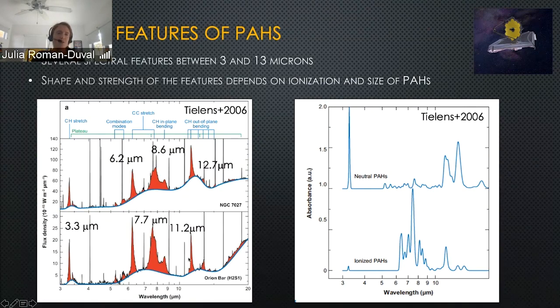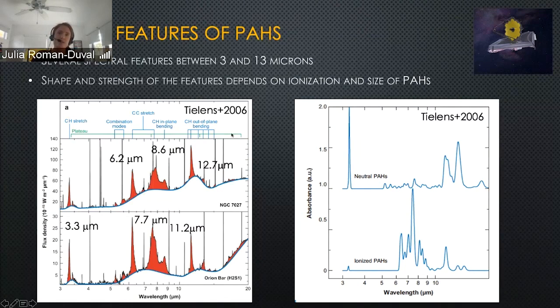And so those PAH features are created by different modes. So for example, you have the carbon-carbon stretch here. So that is the molecule that has two carbon atoms tied together with an electron bond, and they can stretch. And that creates a feature. Similarly, you can have a carbon-oxygen in-plane bending, out-of-plane bending, and another carbon-hydrogen stretch here at 3 microns. And so what that means is that the shape and location of the different features should trace the properties of those molecules.